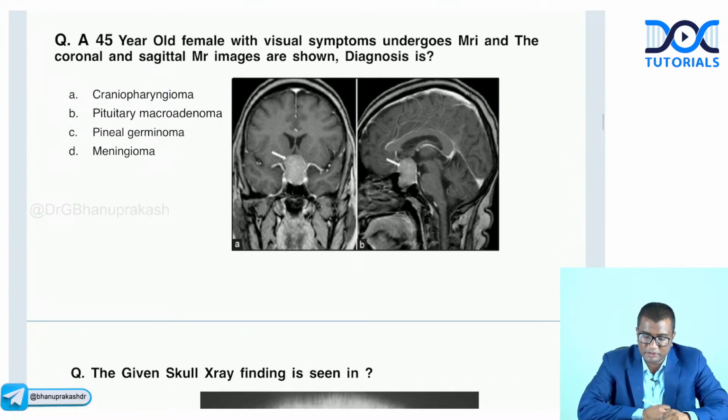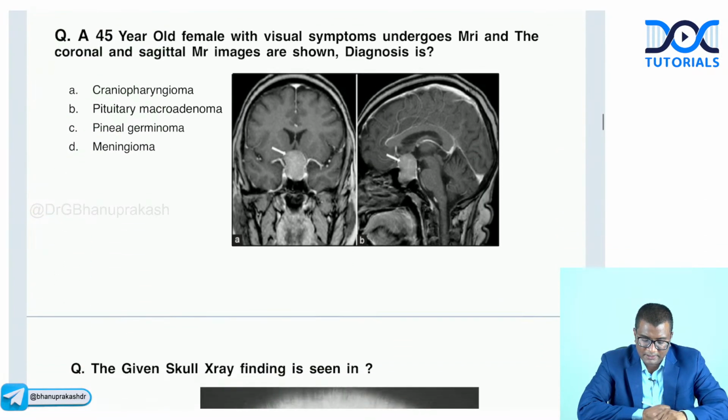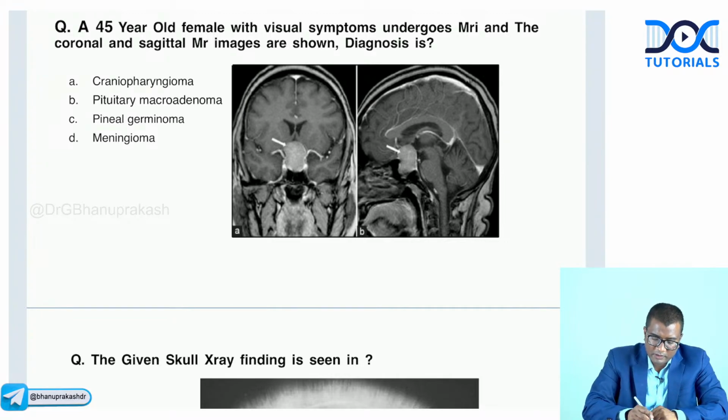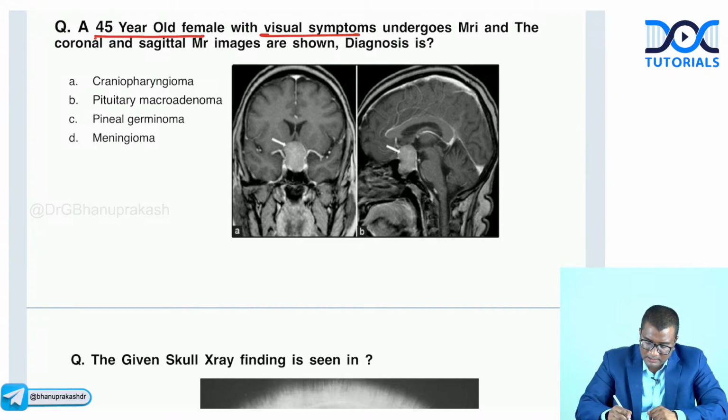Let us look at the next image. Try to answer this here. There is a 45-year-old female with visual symptoms undergoing MRI. The MRI coronal and sagittal images are given, and you see a lesion there. What is the likely diagnosis?